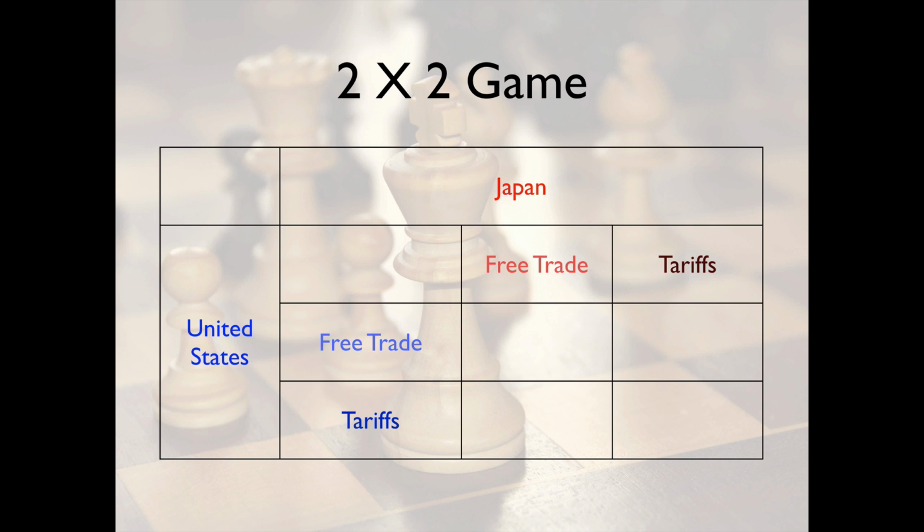Japan, on the other hand, might not see that outcome as their most preferred. They might see something different. But we'd have to, again, do research to discover that information.